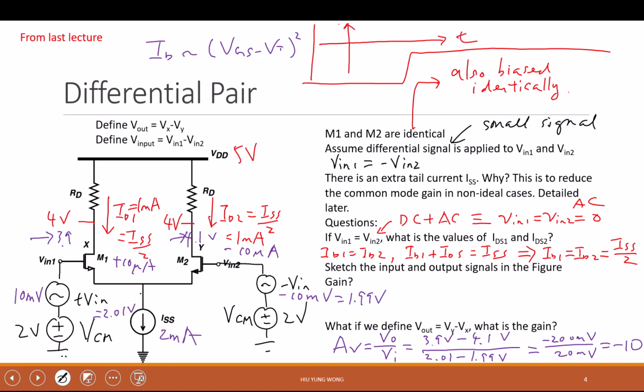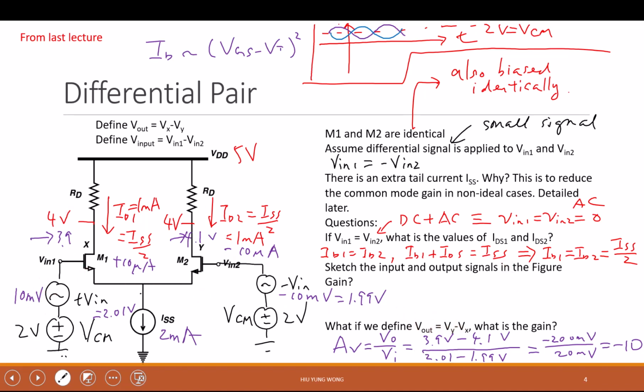You have a T, and we bias it at 2 volts, which is the common mode. We bias both of them at 2 volts. And then we have 2 signals. One is going up, and the other is going down by the same amount. And that is what we care about. Is this okay? We measure the difference.